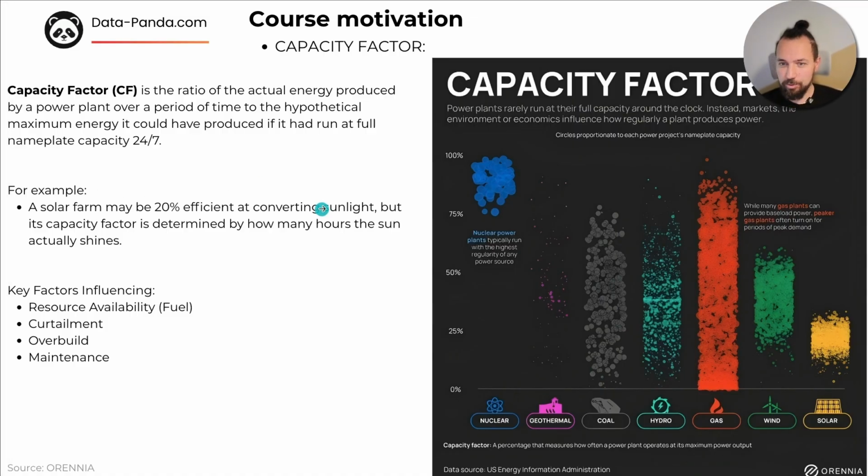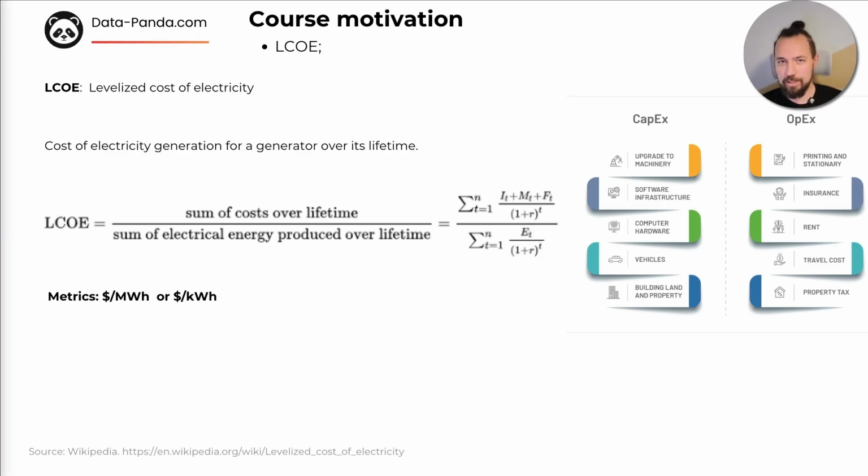For the next slide, let's look at LCOE and what actually is LCOE. LCOE stands for levelized cost of electricity, and generally it's the cost of electricity generation over the lifetime of a plant, and it answers a very simple question: how much does it cost to produce 1 unit of electricity over the entire lifetime of a power plant? Or much simpler, what's the cost of 1 kilowatt hour, for example, of energy that I will later sell to the grid?